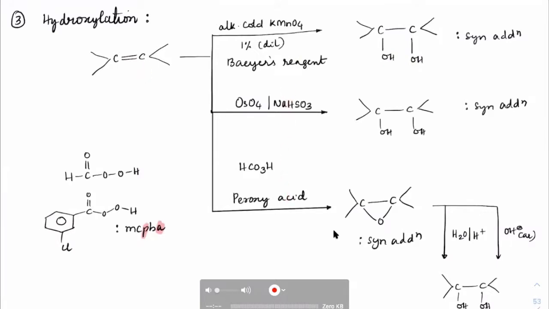One is with alkaline and cold KMnO4, which is around 1%, what we call Bayer's reagent, and it would undergo syn addition to get this. The same is the case with osmium tetroxide. We'll get a syn addition.